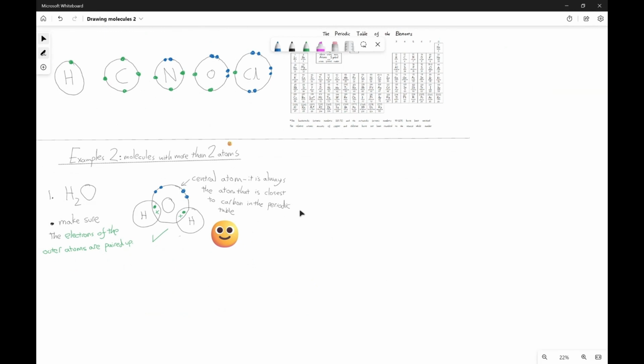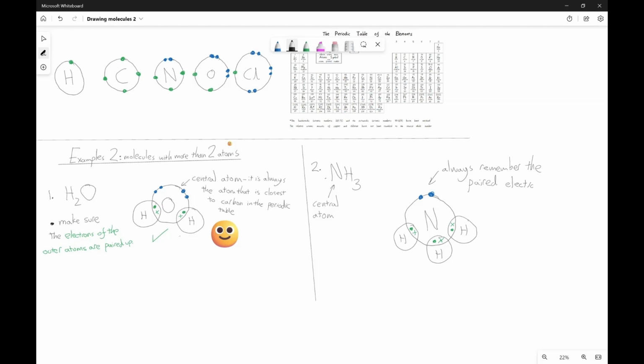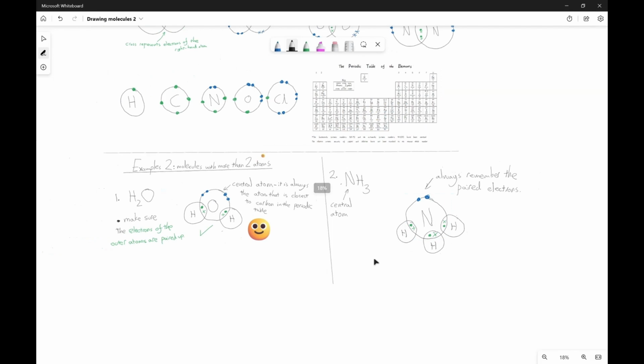The next example we're going to be doing is, let me just quickly draw the line, NH3, otherwise known as ammonia. So nitrogen here is a central atom. So we're going to draw a nitrogen atom surrounded by 3 hydrogens, like so. And the nitrogen provides each hydrogen with an electron, and it leaves behind a lone pair. Always remember to include the lone pair at the end on the central atom.